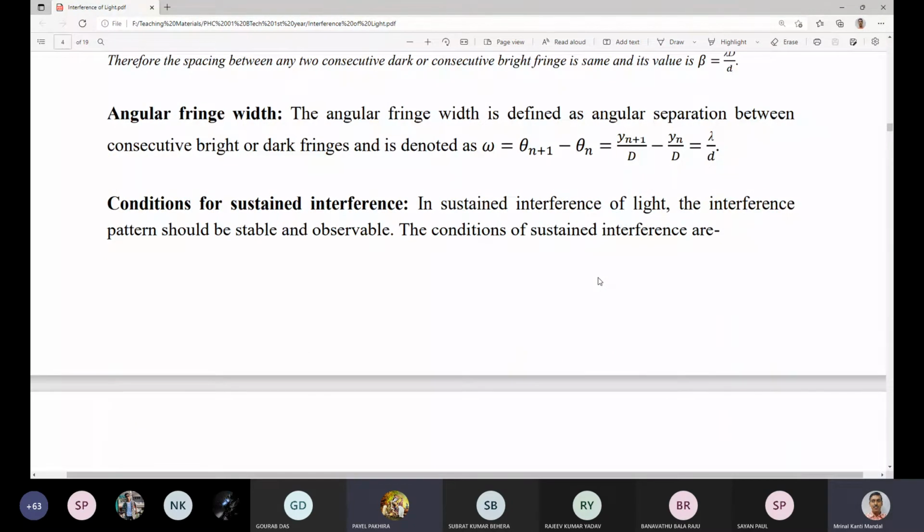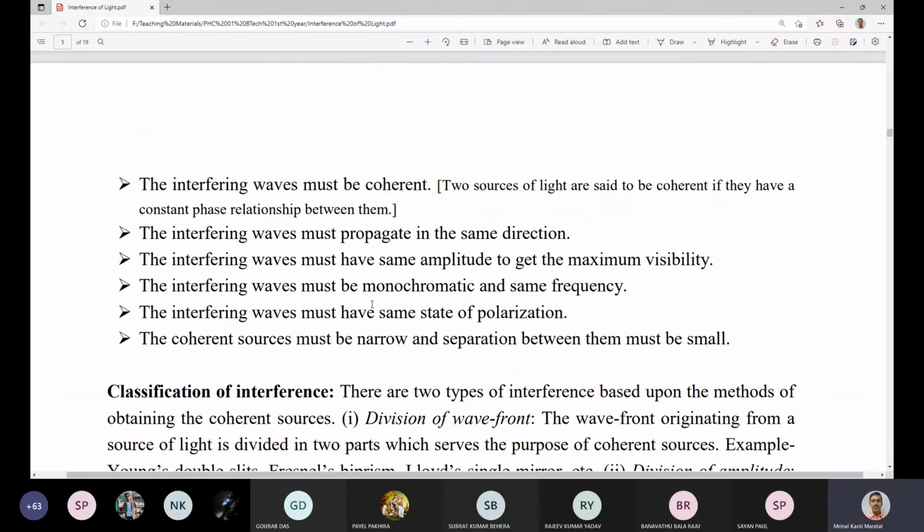Now we consider the condition of sustained interference. In sustained interference of light, the interference pattern should be stable and observable, right? The first condition of sustained interference is that the interfering waves must be coherent.